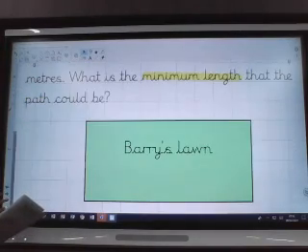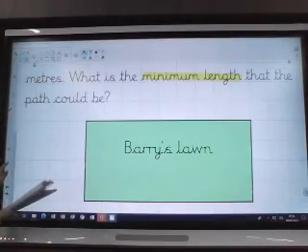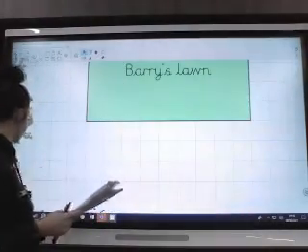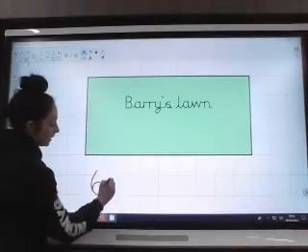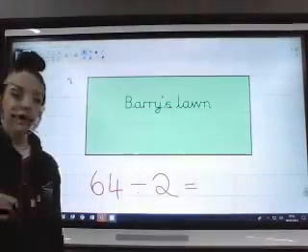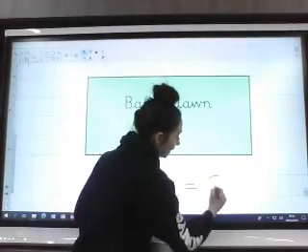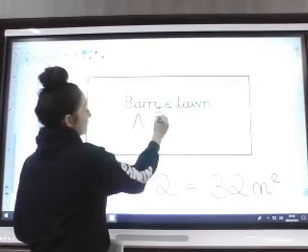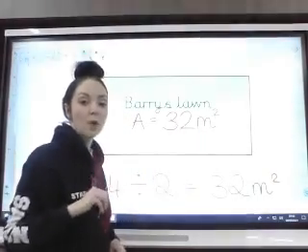Okay, so I've drawn my lawn again, because this is going to help me visualize it. So if we know that one packet of grass seed covers 64 metres squared, and he's only used half a packet, if you do 64 divided by 2, that will give you the area of his lawn. Okay, so 64 divided by 2 is 32, isn't it? So the area of Barry's lawn is 32 metres squared. Okay?